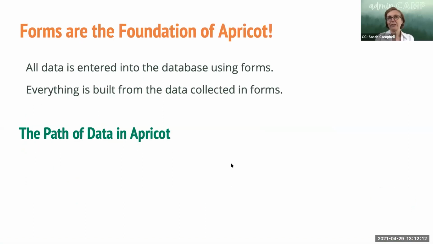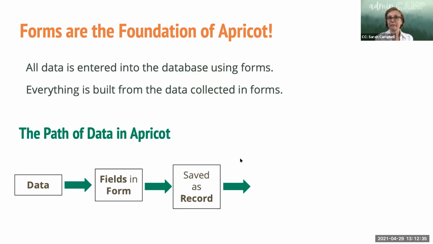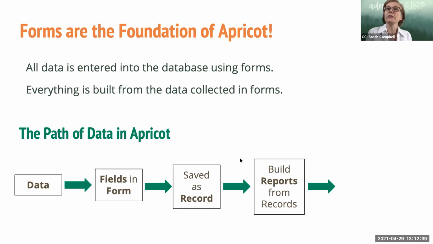So this is just an introduction. Forms are the foundation of Apricot. All data is entered into the database using forms. Everything else is built from the data that is collected in forms. The path of data in Apricot goes like this. Data is entered into fields in a form, and that data can be saved as a record. And then you use the data from records to build reports.